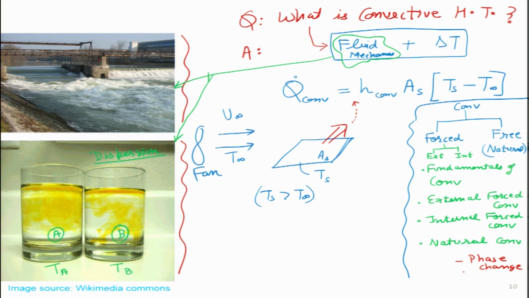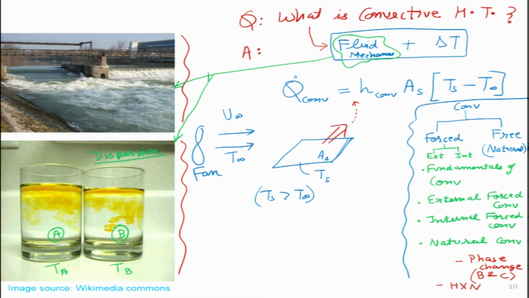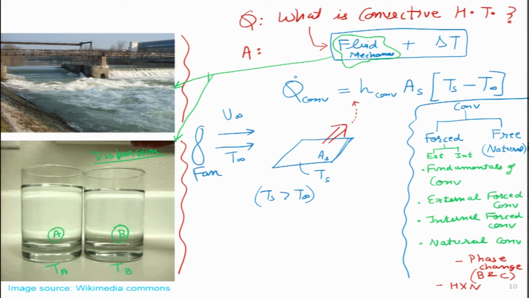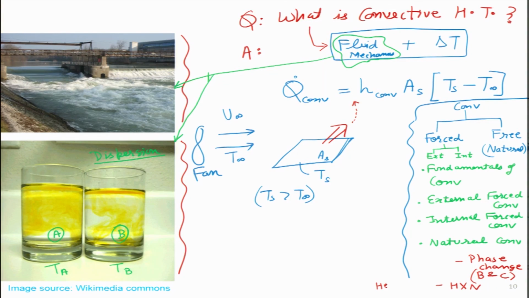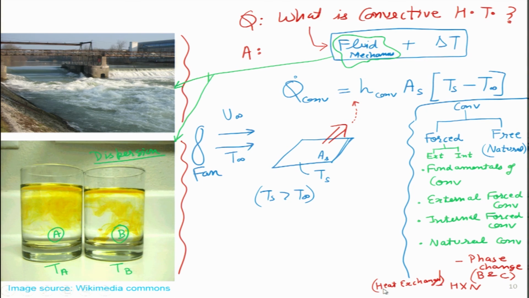Phase change could be many things, but in this particular course I am going to concentrate on boiling as well as condensation, abbreviated as B and C. Finally, we will look at one of the best examples of convection around us, the heat exchanger. In our community heat exchangers are abbreviated as HXN. It is a device where fluids are present on two sides, and they exchange heat with one another. So, this is the heat exchanger.